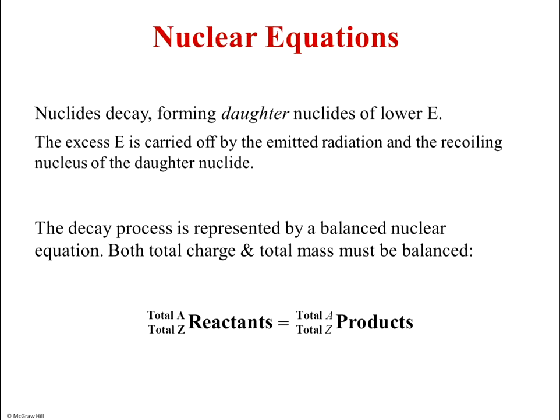Next, we're going to look at nuclear equations, just like we looked at chemical equations throughout the year. So when nuclides decay, they form product, or sometimes termed daughter nuclides, of lower energy. Things go to lower energy, more stable systems. The excess energy is carried off by the emitted radiation and the recoiled nucleus of the daughter nuclide. The decay process is represented by a balanced nuclear equation, and both charge and total mass have to be balanced between the reactants and the products.